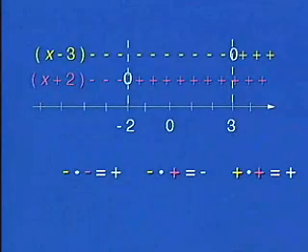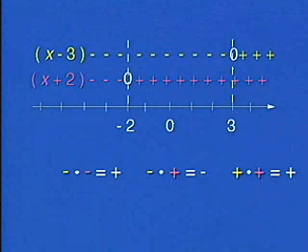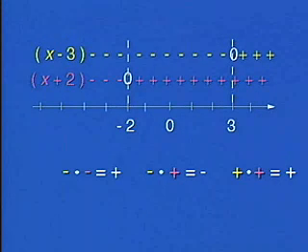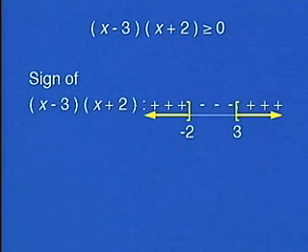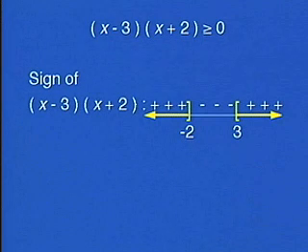Now, using our laws of signs, if we look at the product of our signs, to the left of negative 2, both factors are negative, so the product is positive. Between negative 2 and 3, one factor is negative, one is positive, so the product is negative. And to the right of 3, both factors are positive, so the product is positive. Now, if you recall, we were looking for our inequality to be greater than or equal to 0. So we need to look at the intervals where the products are positive. And those are the values of x that are less than negative 2 or greater than 3.